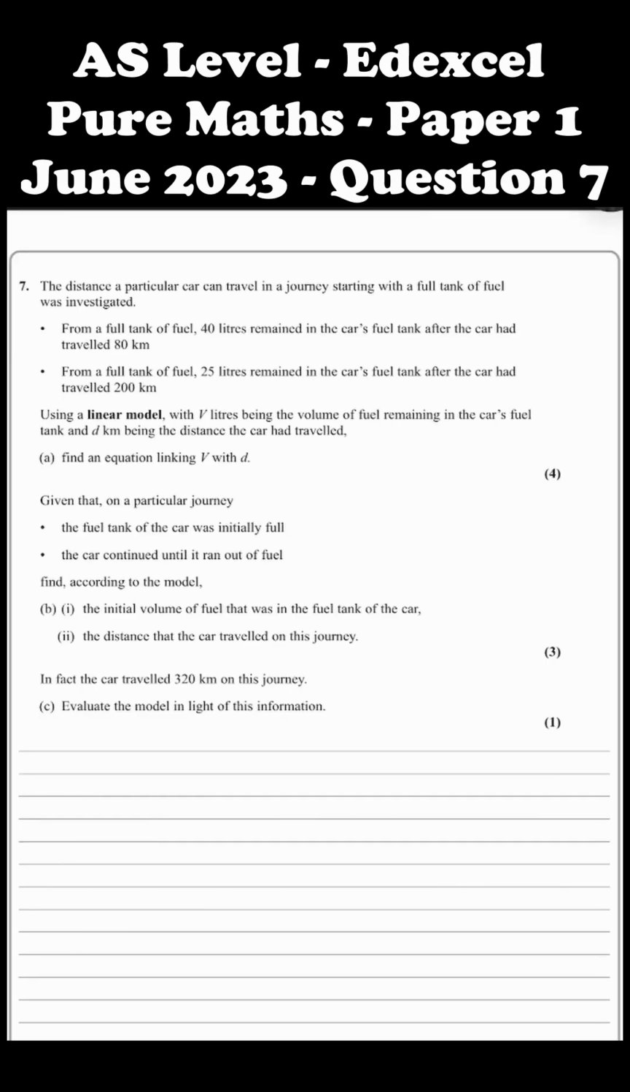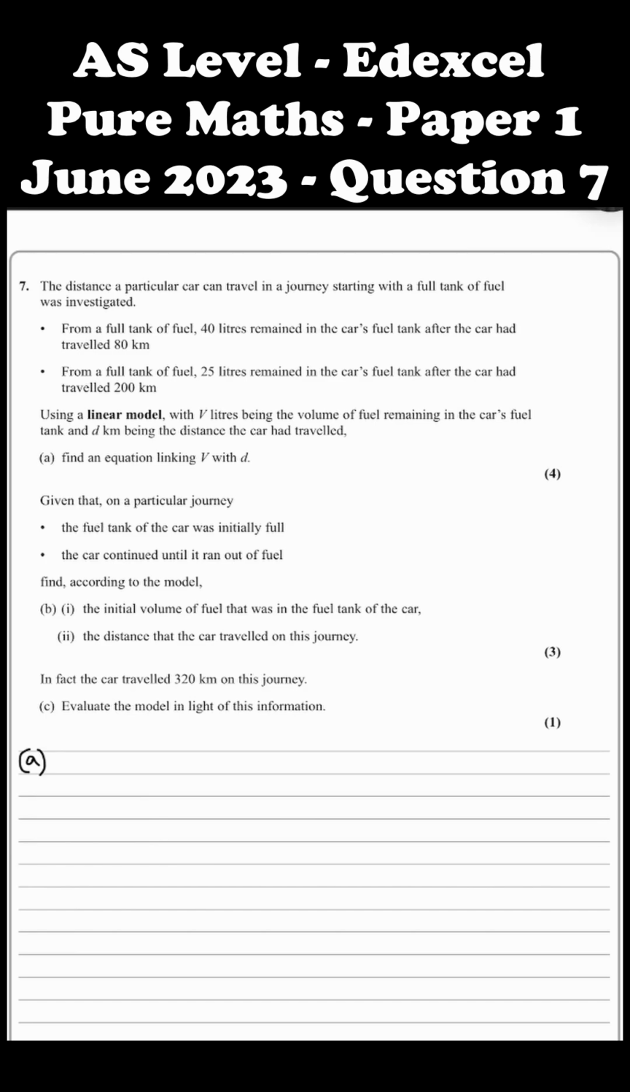Question number 7. The distance a particular car can travel in a journey, starting with a full tank of fuel, was investigated. From a full tank of fuel, 40 litres remained in the car's fuel tank after the car had travelled 80 kilometres. From a full tank of fuel, 25 litres remained in the car's fuel tank after the car had travelled 200 kilometres. Using a linear model, with V litres being the volume of fuel remaining in the car's fuel tank and D kilometres being the distance the car had travelled. Part A, find an equation linking V with D.